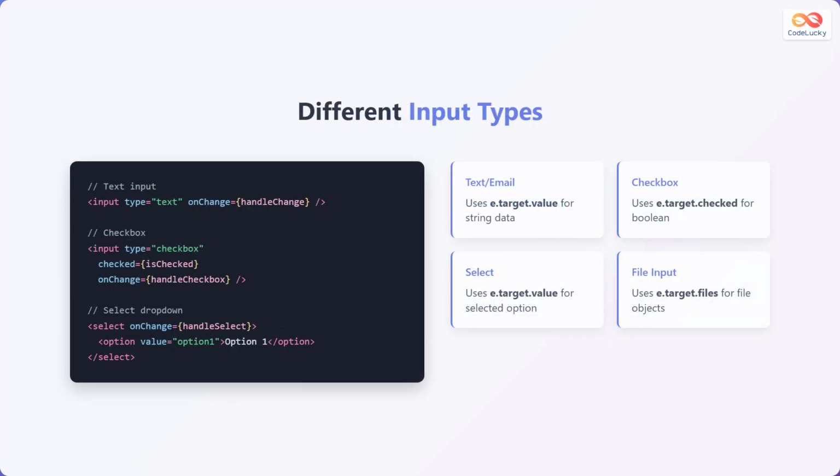Now let's discuss different input types and how onChange works with them. For text and email inputs, we use e.target.value to get the string data. For checkboxes, we use e.target.checked to get the Boolean value. For select dropdowns, we use e.target.value to get the selected option. Finally, for file inputs, we use e.target.files to get the file objects. Each input type provides different data, accessible through the event object.